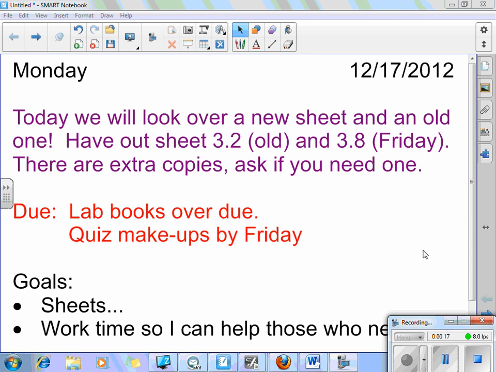Please do have them out so that we can go through these. We'll go through 3.8 first and then 3.2, and I hope you recall that 3.8 was due Wednesday. It is also on the Edmodo site. You can double check on that.